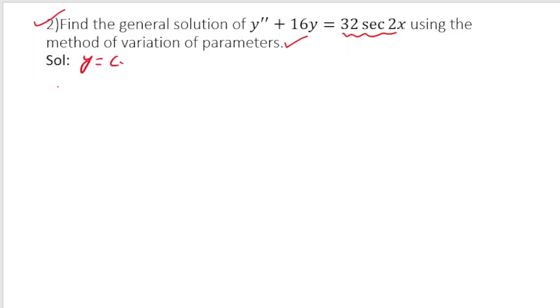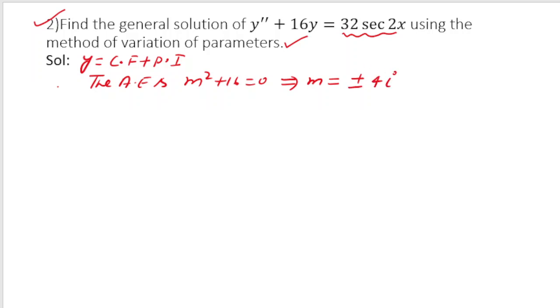Y is equal to CF plus PI, and I will not spend much time on CF. So what is the auxiliary equation? The auxiliary equation is m square plus 16 is equal to 0. This will give you a pair of imaginary roots, m is equal to plus minus 4i, right? So what will be the complementary function? I am writing the complementary function here. The complementary function is c1 cos 4x plus c2 sin 4x.